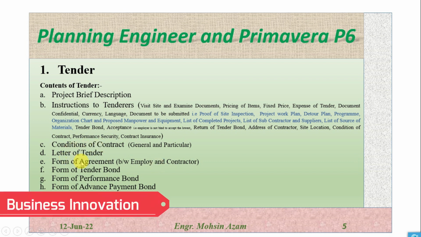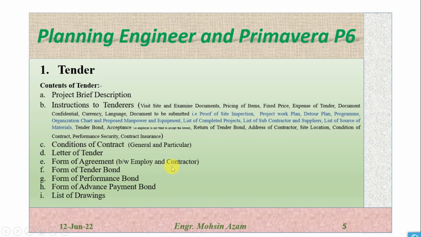This is actually a form which both parties, employer and contractor, should sign after awarding the contract to the contractor. Form of tender bond. These are actually the samples which the contractor should submit. Form of performance bond and form of advance payment bond, and list of drawings.